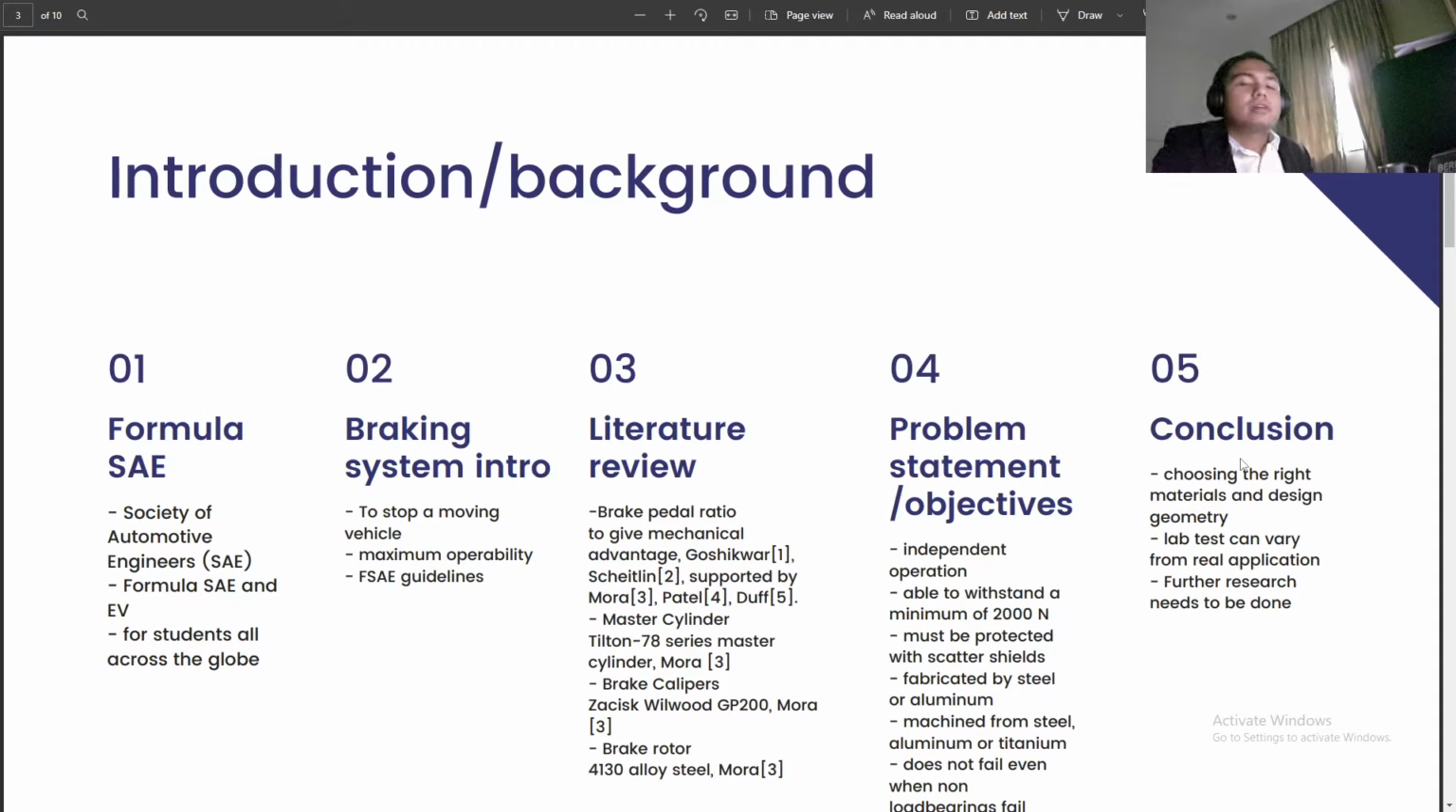Moving on, we will introduce the background of this project. We will start with Formula SAE.